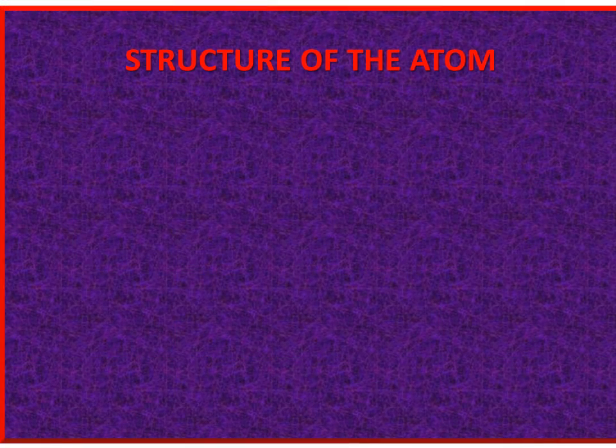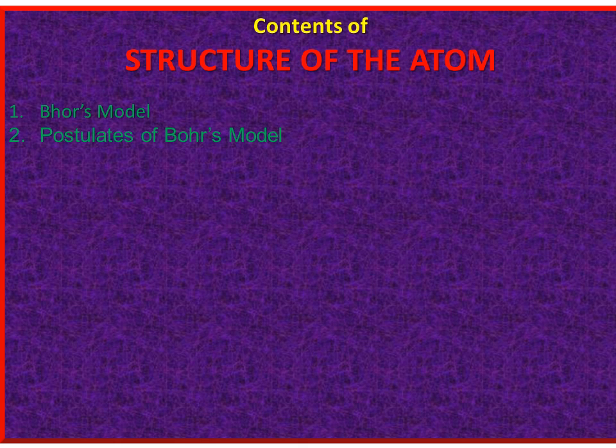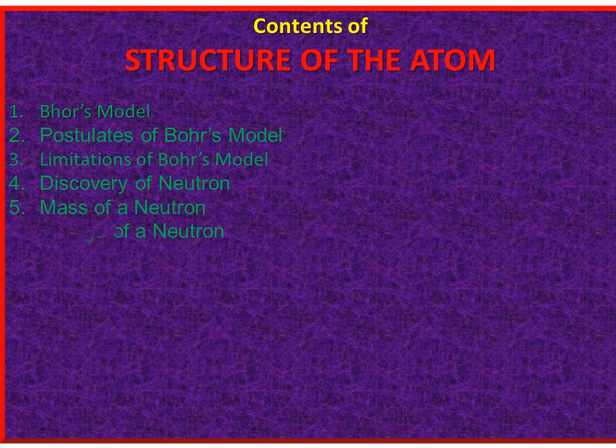Now, structure of the atom. Contents. First, Bohr's model. Second, postulates of Bohr's model. Third, limitation of Bohr's model. Fourth, discovery of neutron. Fifth, mass of a neutron. Sixth, charge of a neutron. Seventh, atomic number and mass number.